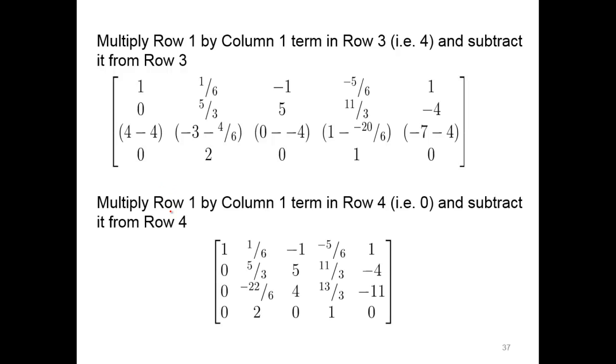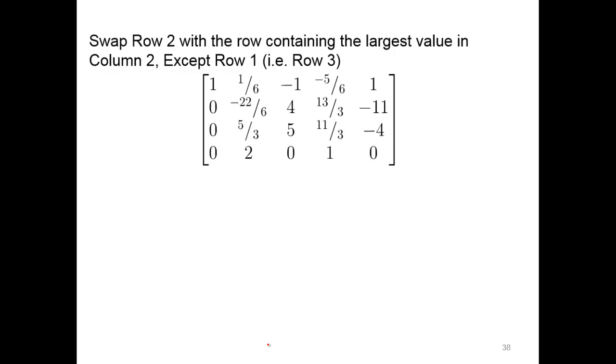And we'd also do this: we multiply row 1 by the column 1 term in row 4, but it's 0 in this case, so there really is nothing to do in that regard. All right, so what we have now is a 1 and a bunch of zeros. And now we're trying to change this value to 1, and then the rest of its column to 0.